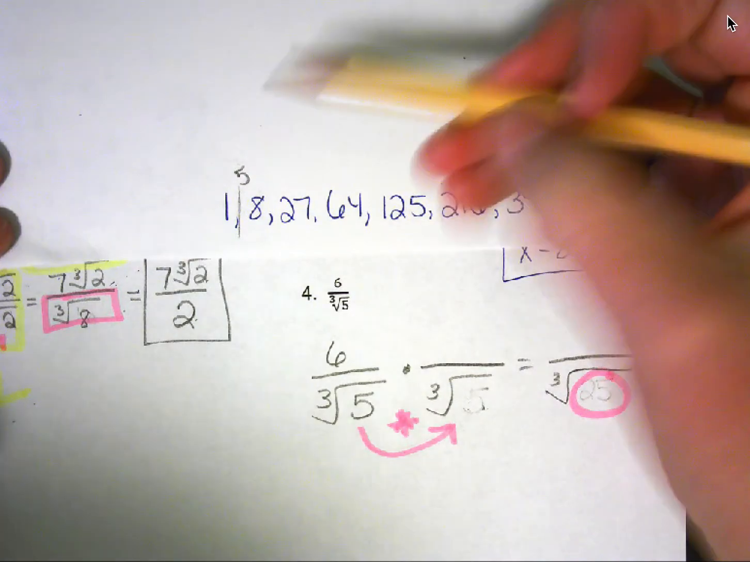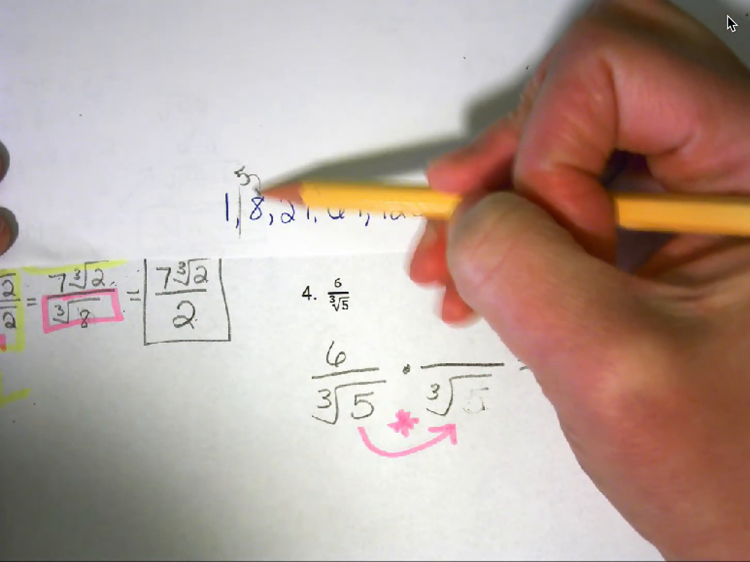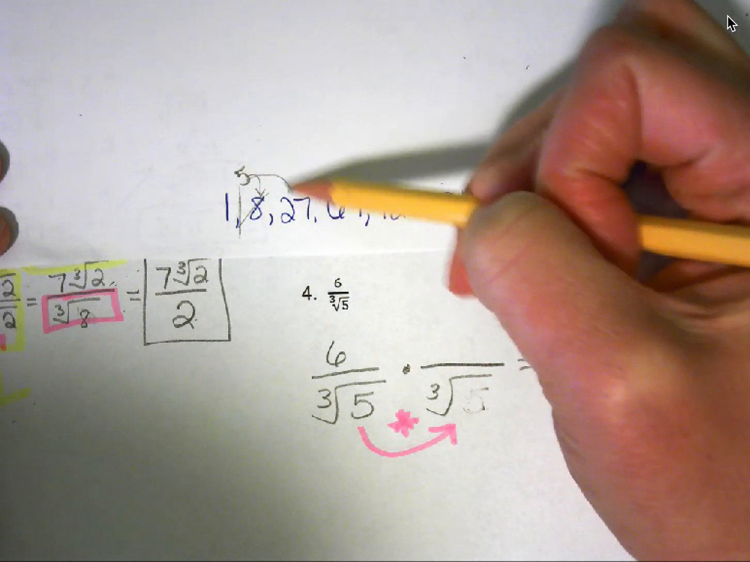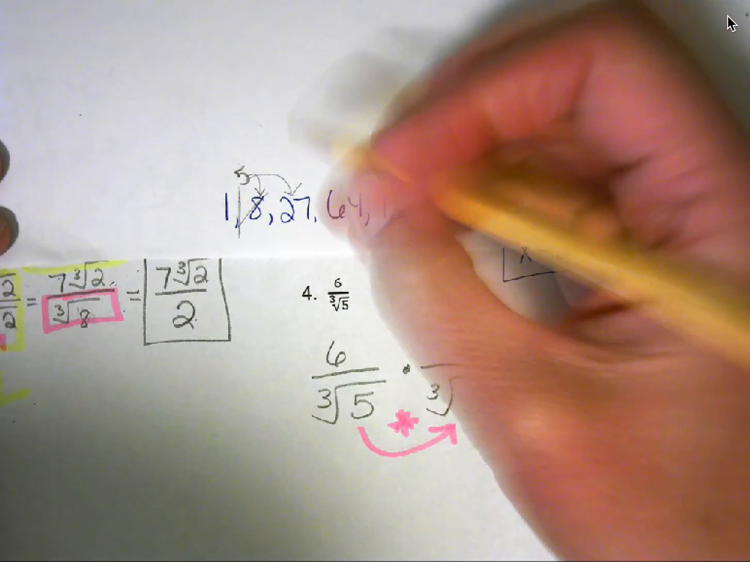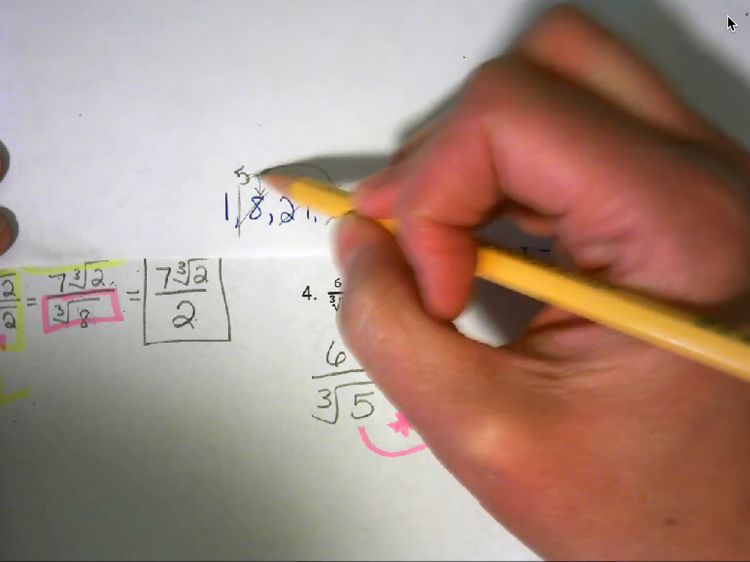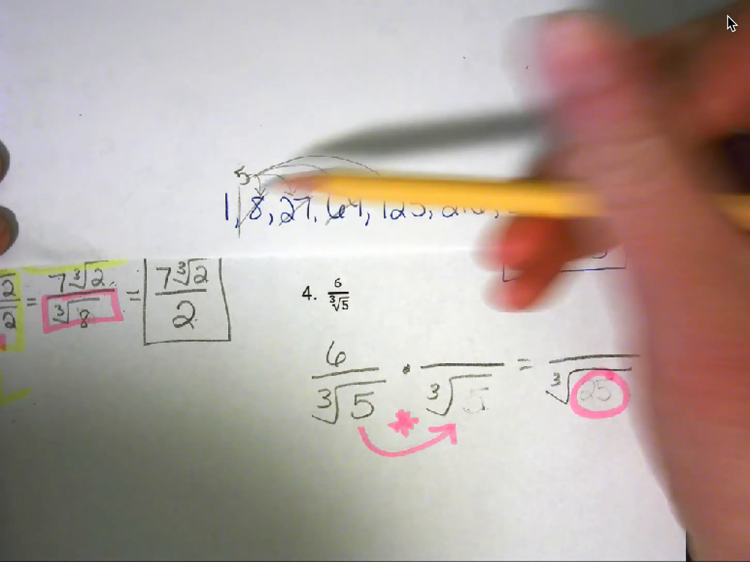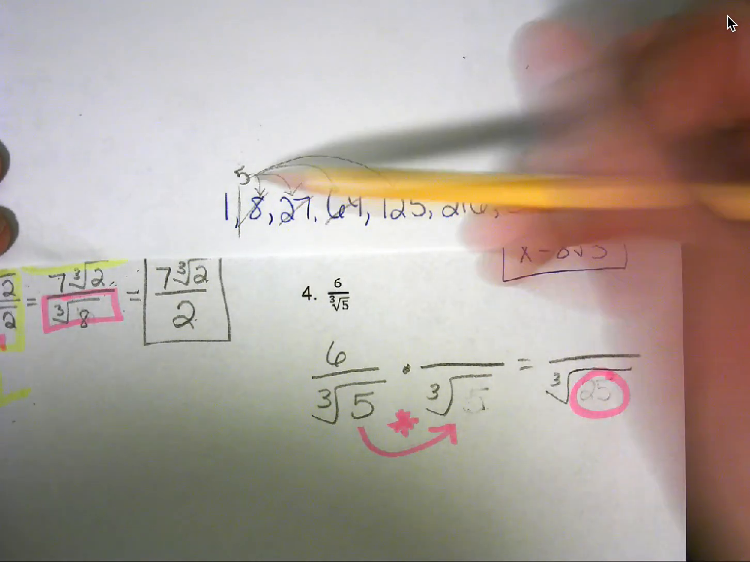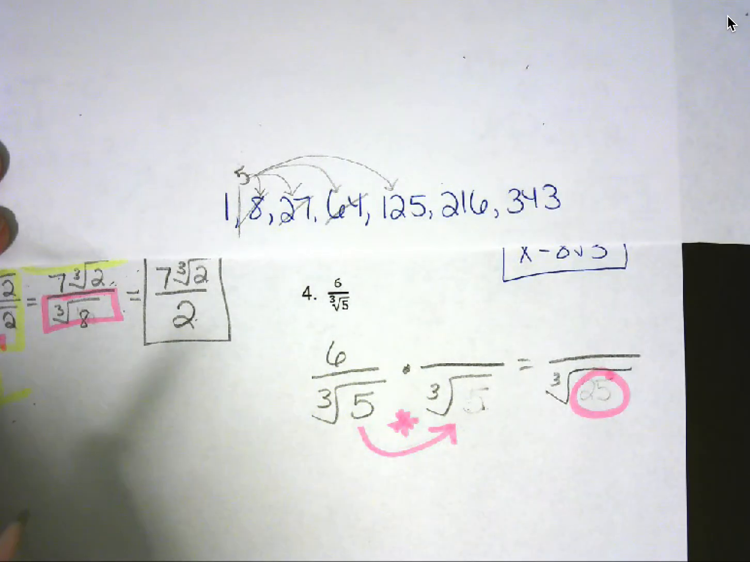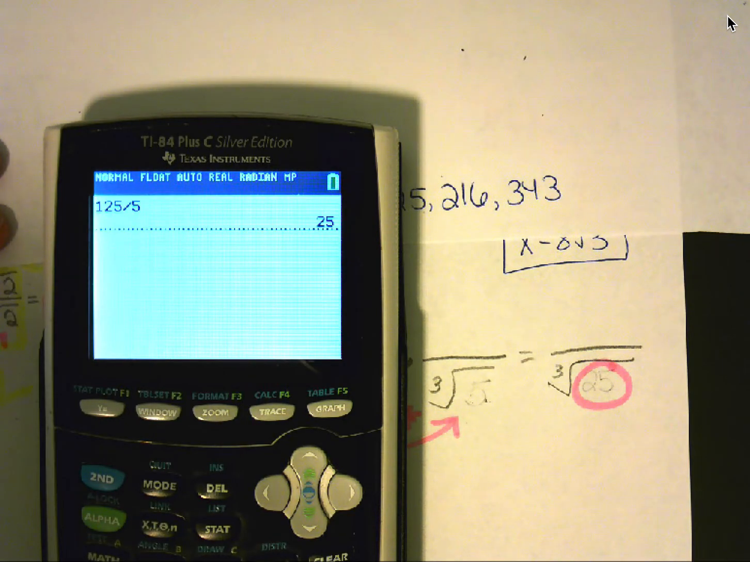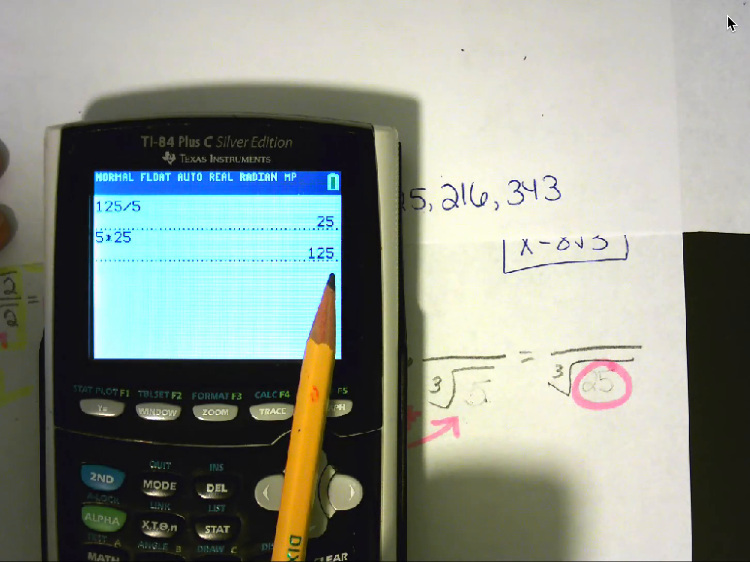Can you multiply anything times 5 to get to 8? No. Can you multiply 5 by anything to get to 27? No. How about 64? No. How about this one? Now remember, 5s only go into numbers that end in 5 or 0. So do you see how this ends in 5? Now you might not know what the number is. So 125 divided by 5 is 25. So if I go 5 times 25, I get a perfect cube.